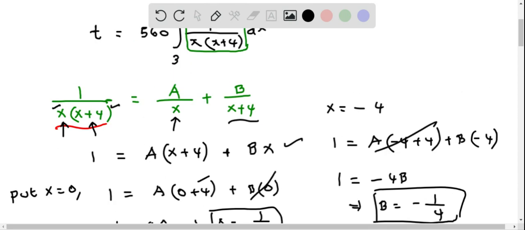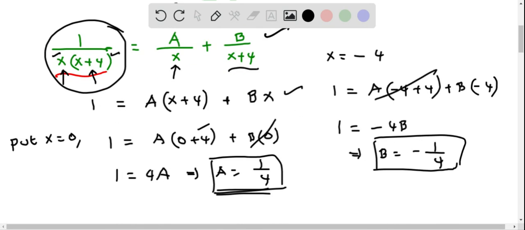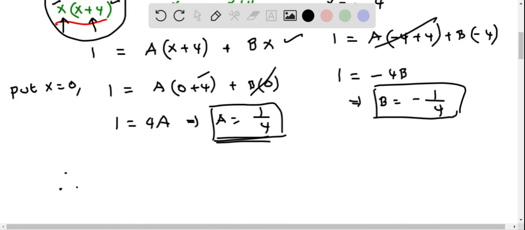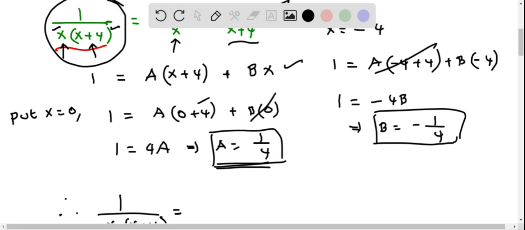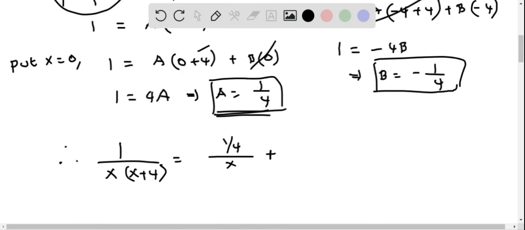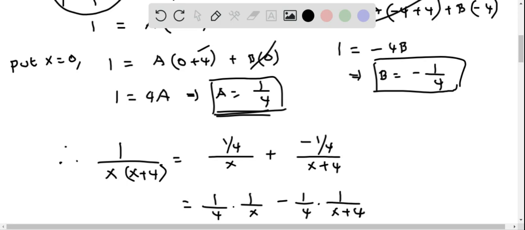This means we can rewrite this rational expression as a sum of two rational functions. Therefore, 1 over x times (x plus 4) is written, replacing A by 1/4, as (1/4) divided by x, plus, replacing B by negative 1/4, negative 1/4 over x plus 4. This can be written as 1/4 times 1 over x, minus 1/4 times 1 over x plus 4.